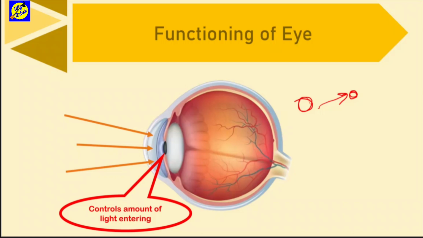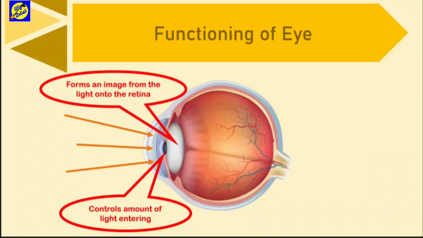On the other hand, if it is a dark room, a dim room with less light, the pupil's size increases. It becomes bigger, so that the eye can gain the maximum amount of light. So more light will enter through a bigger pupil, right? So the maximum amount of light can be gained by the eye so that the objects can be viewed even in the dark.